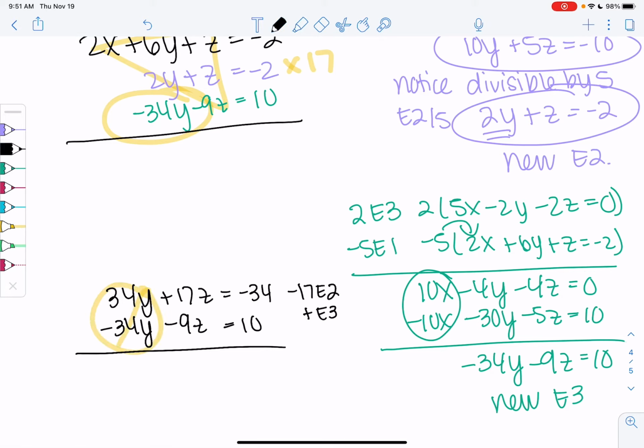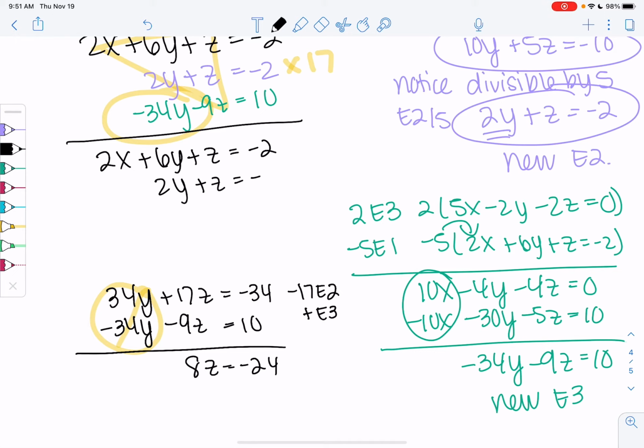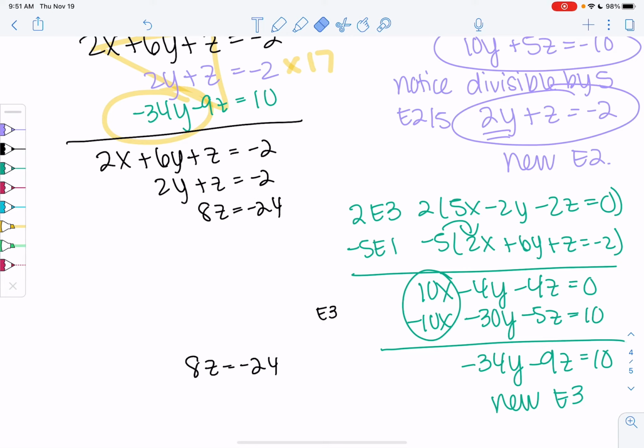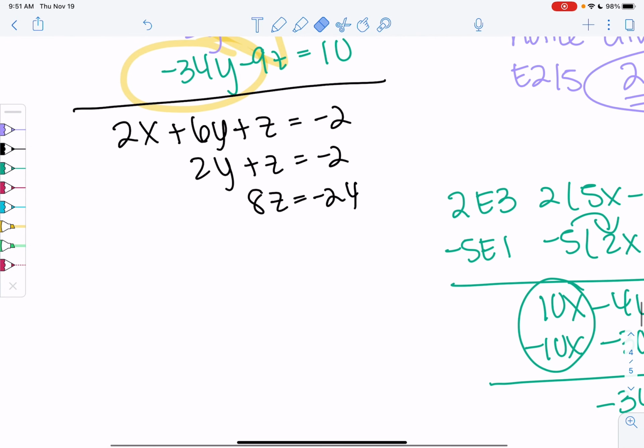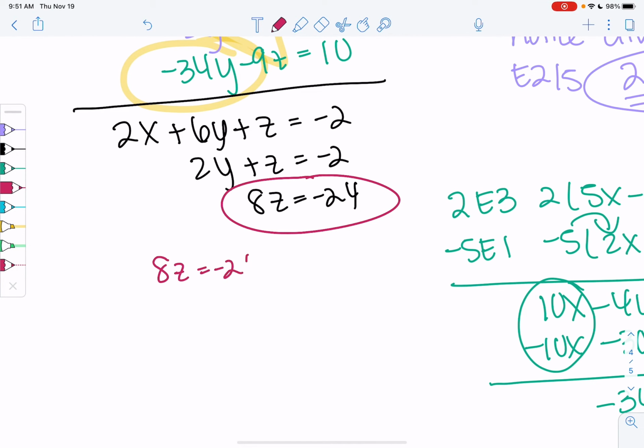And so our new E3 will be what? 17 minus 9 is 8z equals -24. So we get 2x plus 6y plus z untouched. 2y plus z equals -2 untouched. And then 8z equals -24. Organization is key. I'm sure you're starting to notice that. It's really easy to get lost. So now we can find z. Z would just be -3 because we divide by 8.